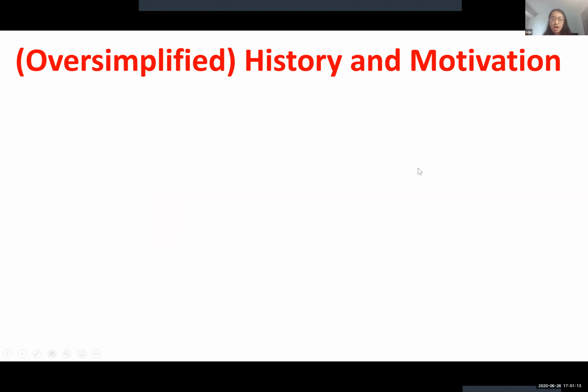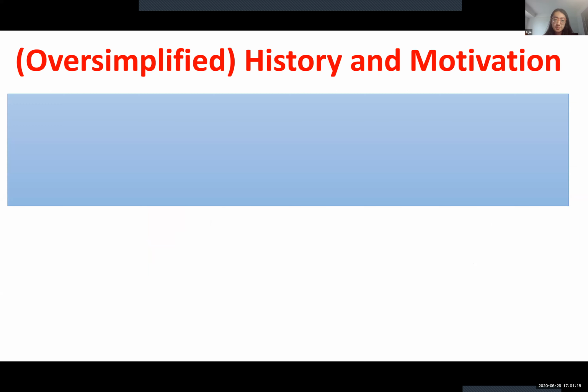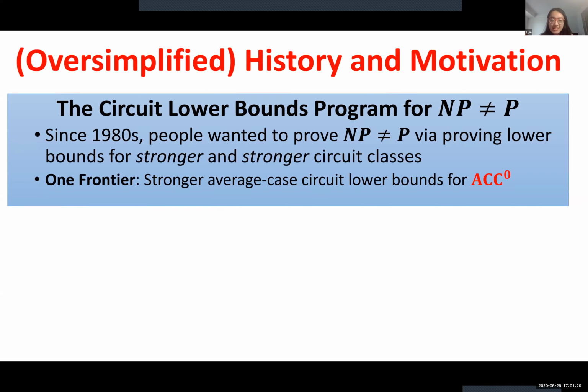First, there's some oversimplified history and motivation for circuit lower bounds and derandomization. Since the 1980s, people wanted to prove NP is not equal to P via proving lower bounds for stronger and stronger circuit classes. Currently, one frontier question is to prove stronger average case circuit lower bounds for ACC0 circuits. I'll be defining that in a moment.